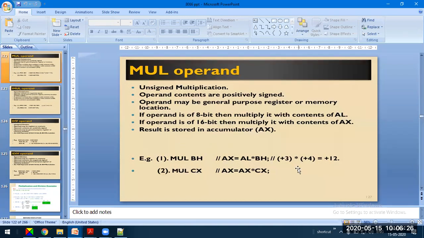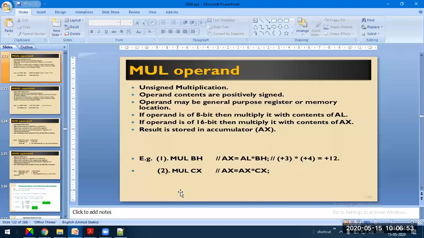One of the bytes is in BH, that's the upper byte of the BX register, multiplied with the lower byte stored in the AL register. So the result is stored back to AX. Since the result can be bigger than 8-bit, even when we are doing 8-bit multiplication, the result is stored in the AX register because multiplication always gives a bigger result. For example, 3 cross 4, 12.